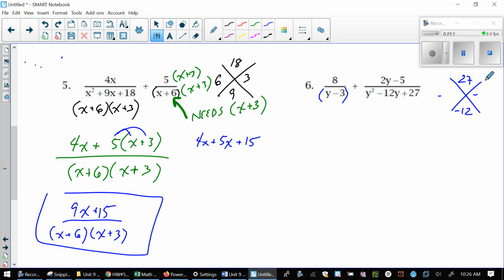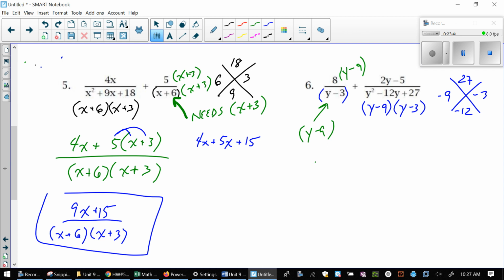And let's see, 9 times 3 is 27. 9 plus 3 is 12. There we go. So again, check this out. This factors to y minus 9 times y minus 3. And this already has the y minus 3. So this is really like our last one. All we have to do is multiply this guy. It needs a y minus 9. So that's going to go in the numerator. That's going to go in the denominator.